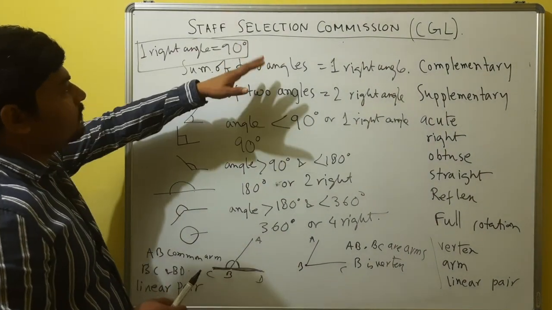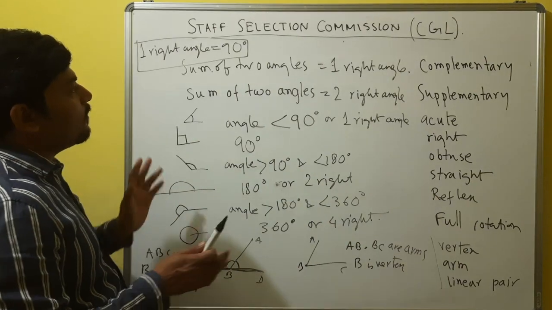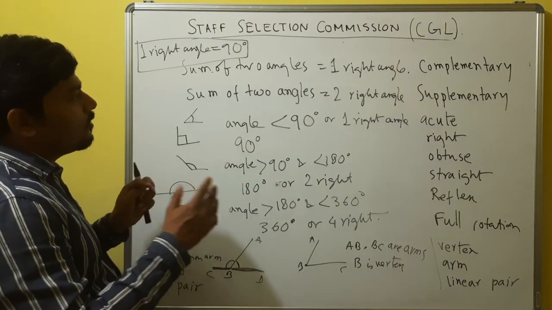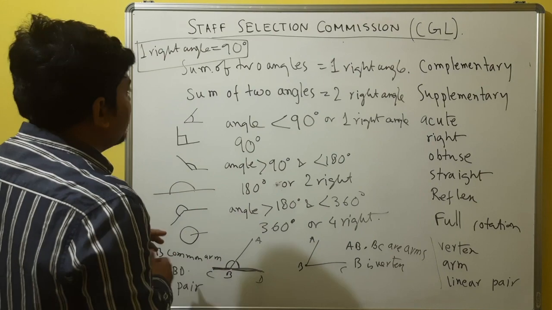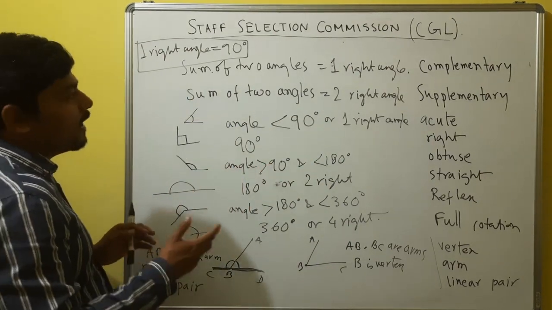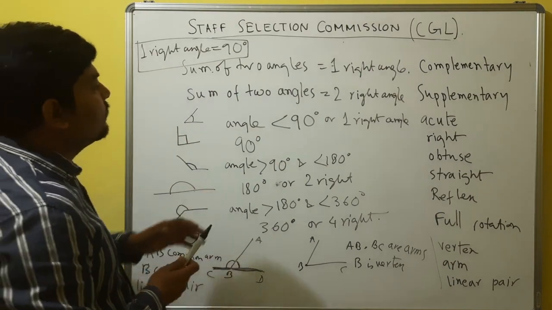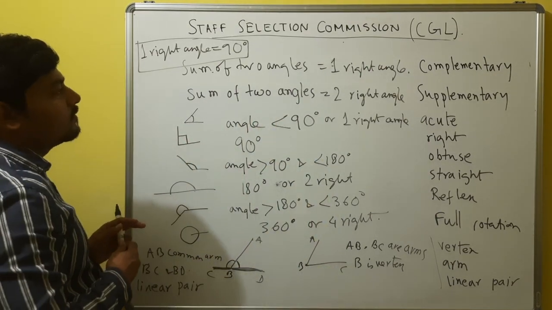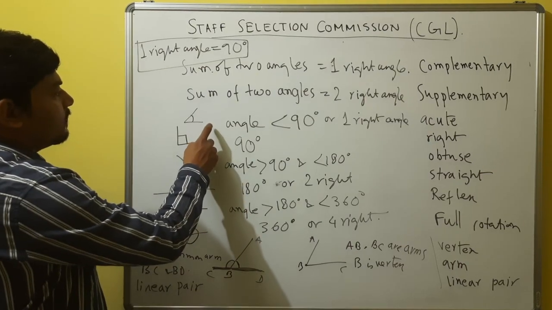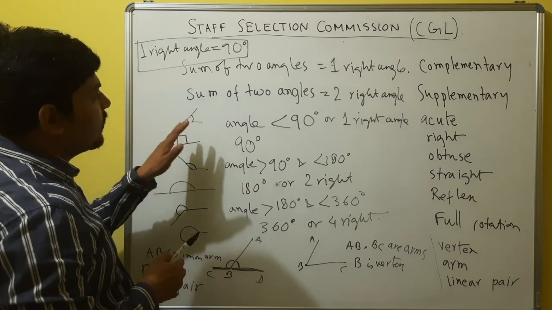Just to tell you once again, if the sum of two angles is one right angle, then we call these angles complementary to each other. If the sum of two angles is equal to two right angle, we call these angles supplementary to each other. If an angle is less than 90 degree or greater or equal to 0 degree, that I have not mentioned, it is only positive, so I am considering that.